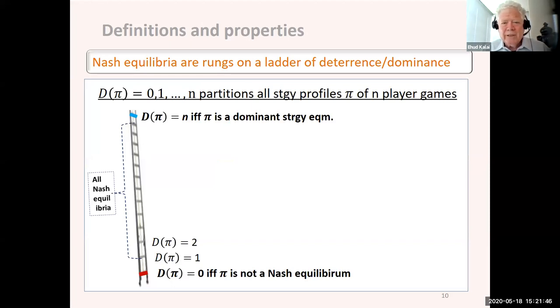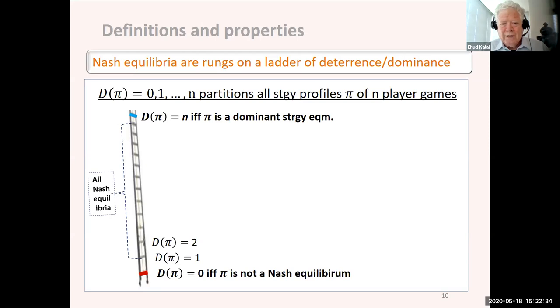So let's look at N-person games. Let's fix N, and let's look at all the equilibria I can generate in N-person games. I can partition them, as you see here, with equilibrium with D of pi equals 0, equilibrium with D of pi equals 1, equilibrium with D of pi equals 2, up to equilibrium with D of pi equals N. And there are very natural interpretations to this. If D of pi equals 0, then pi is not even a Nash equilibrium, because to destroy the equilibrium, I need no zero defections. One will already destroy the best reply property.